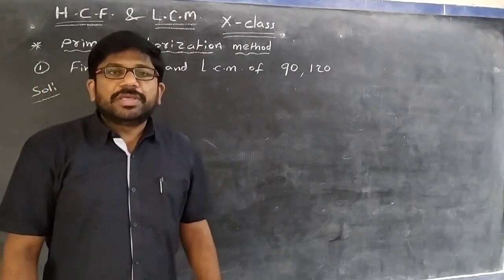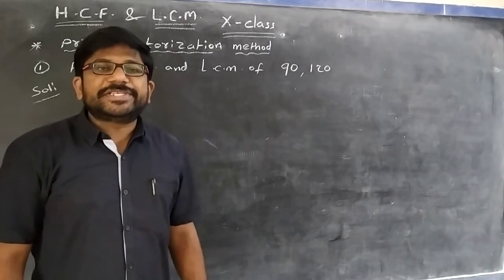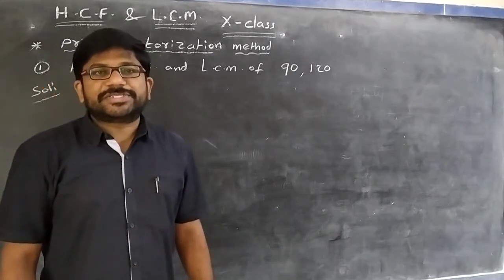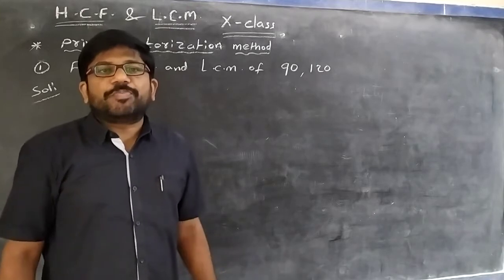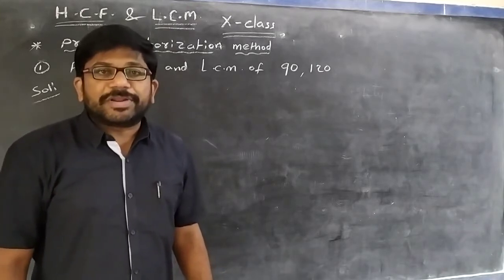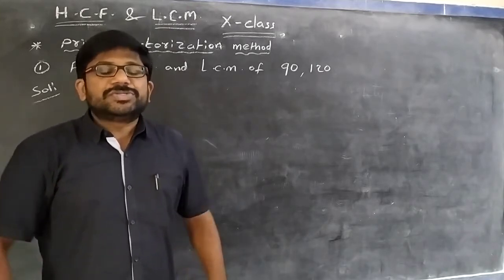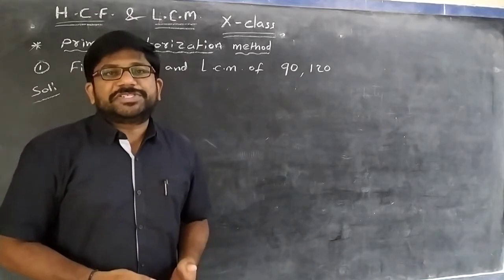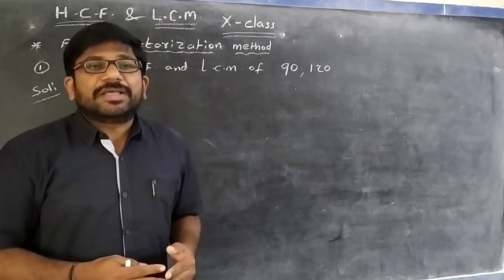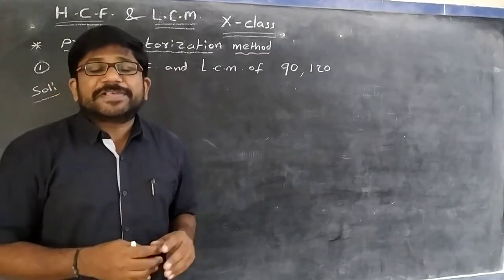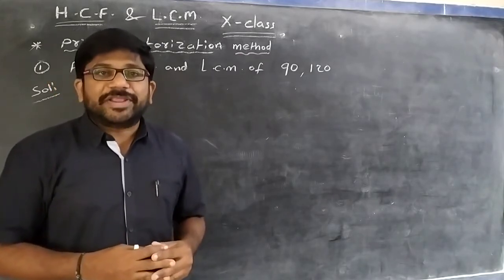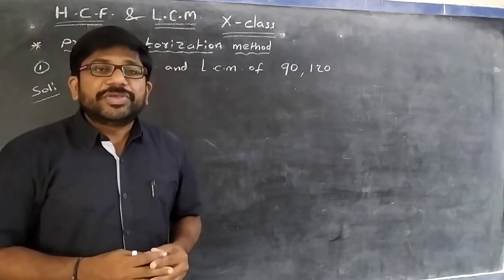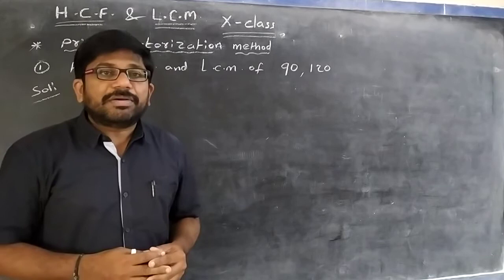Today's topic is HCF and LCM of given numbers for 10th class students. This is a topic in the first chapter, Real Numbers. We have to find the HCF and LCM of numbers. In this there are two methods. The first method is the prime factorization method and the second one is by using Euclid's division lemma.